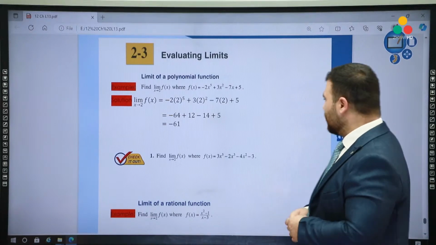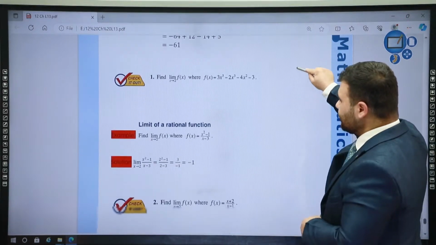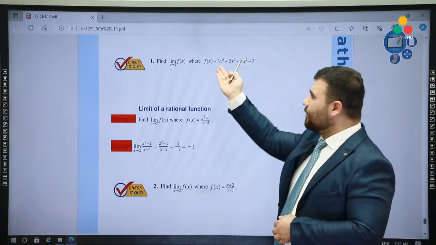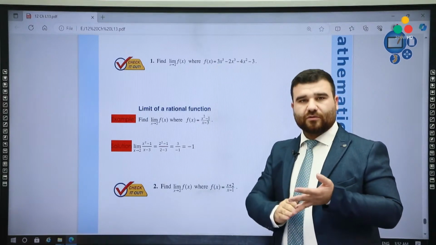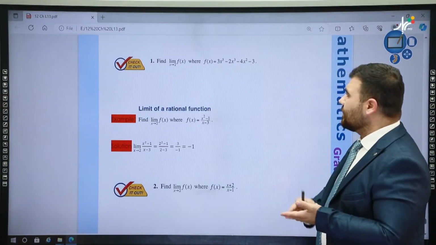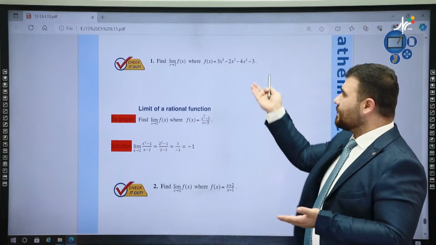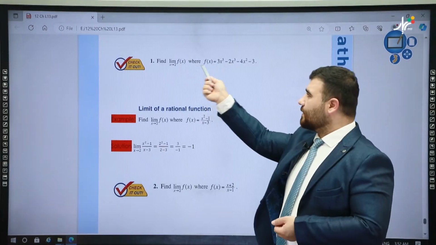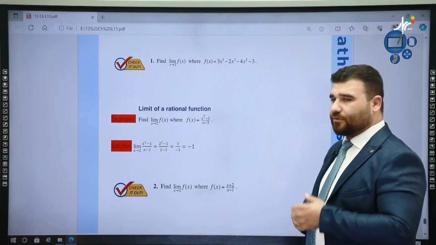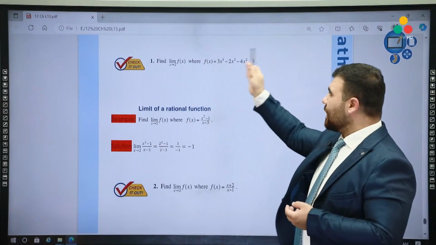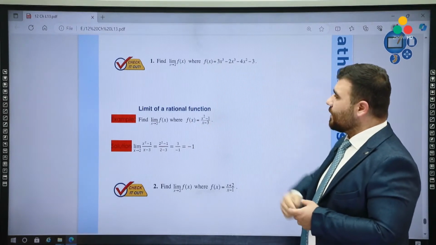Let's do this, check it out. Since this is a polynomial, it's not a fraction, it's not a root, the powers are not fractions, then it's direct substitution. Directly replace each x by 2, then calculating the result, we will get the answer of the limit.